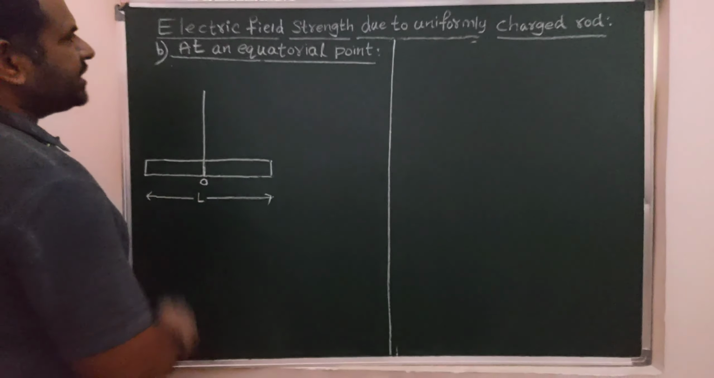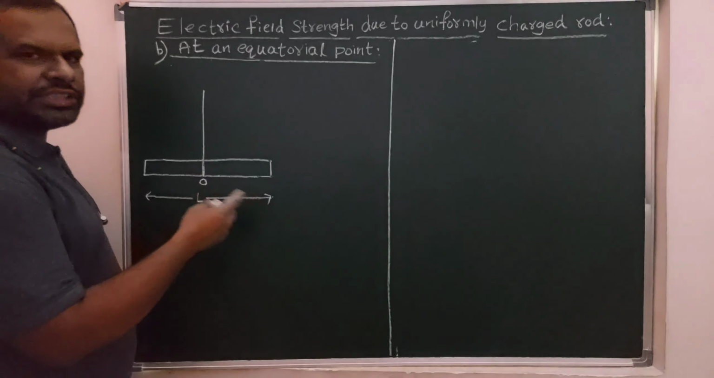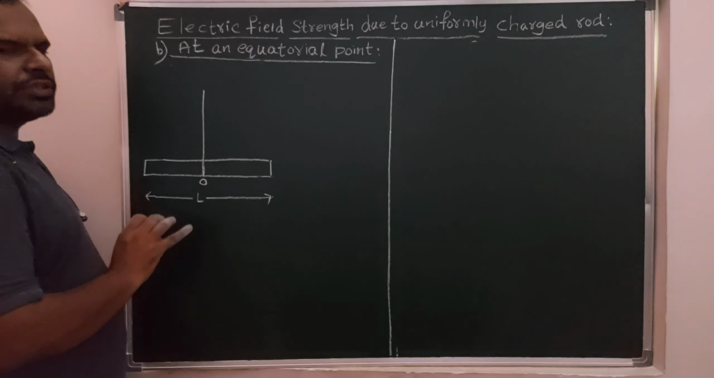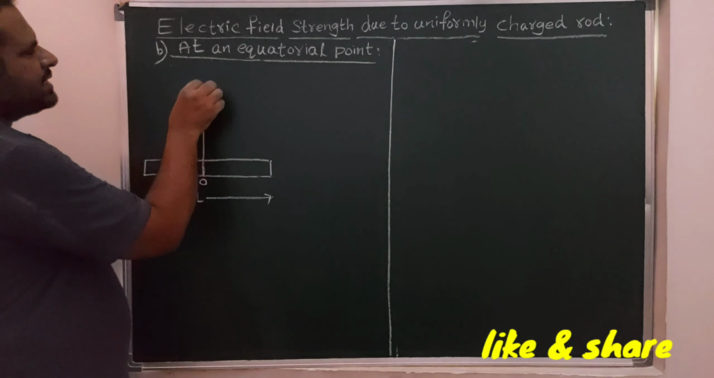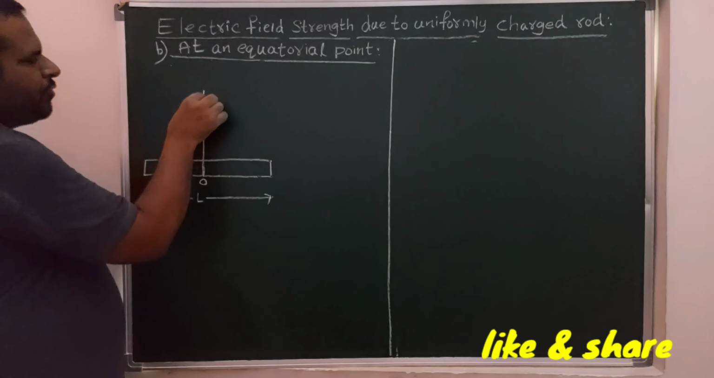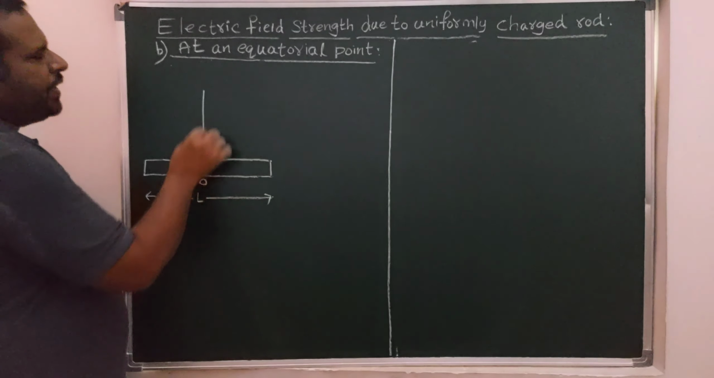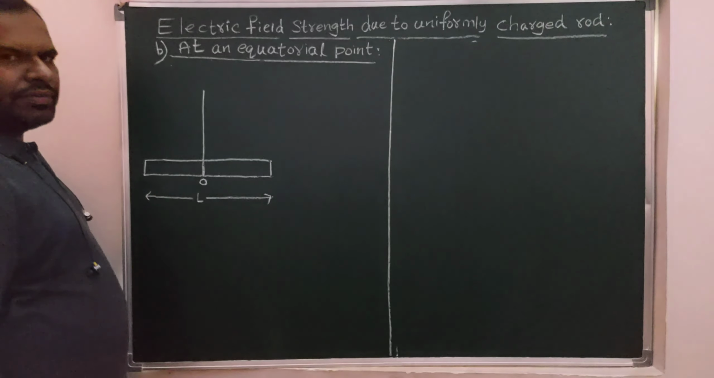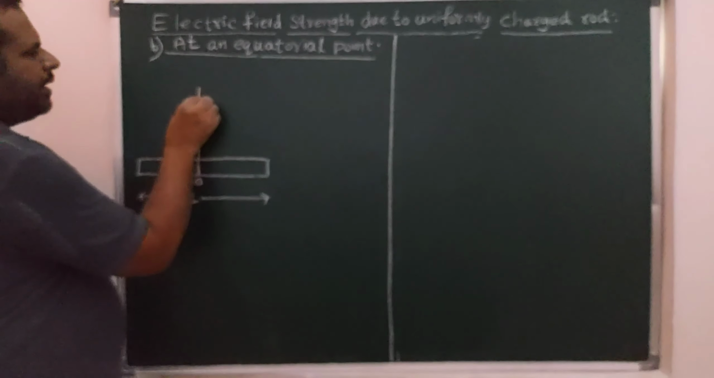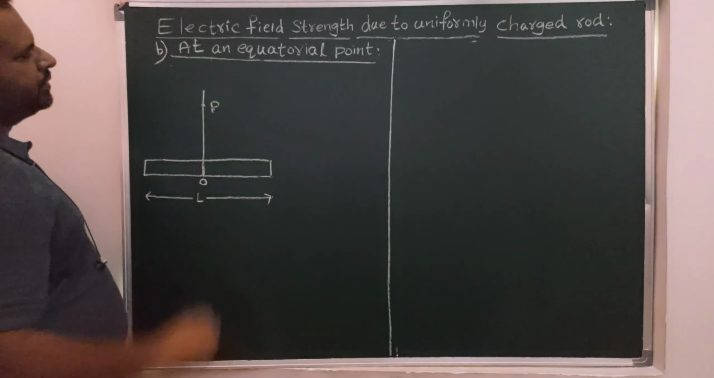See, this is the charged rod, uniformly charged, either positively or negatively. The equatorial line is the line passing through the center of the rod and perpendicular to its length. On that equatorial line, I am taking the equatorial point P.